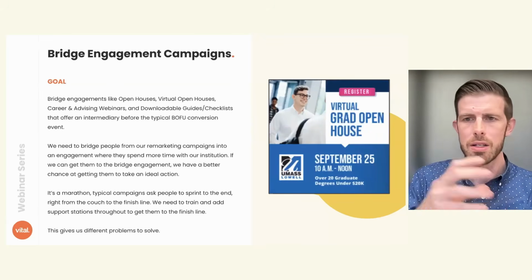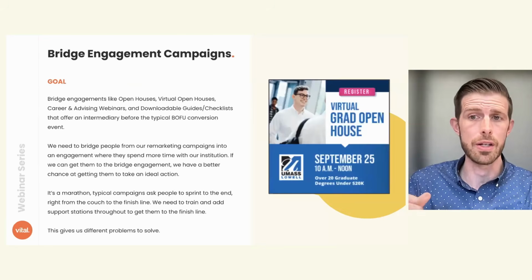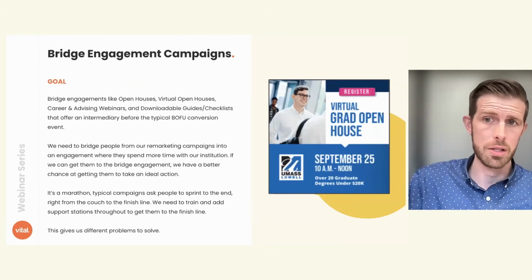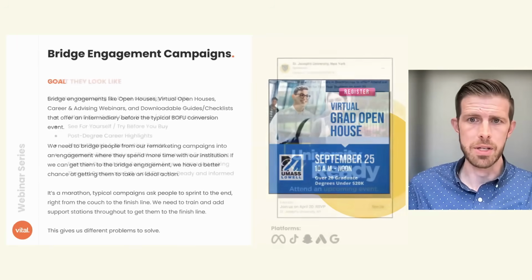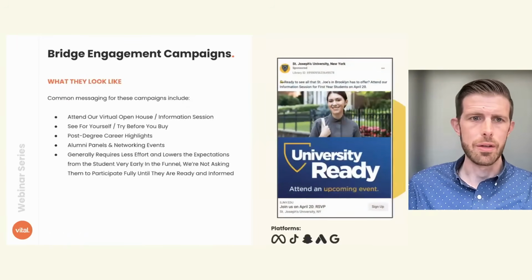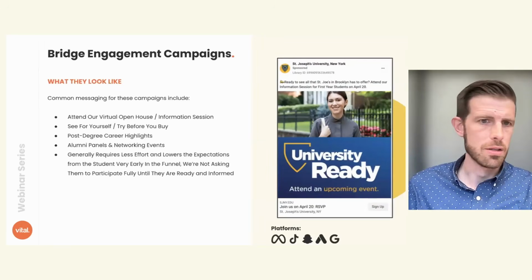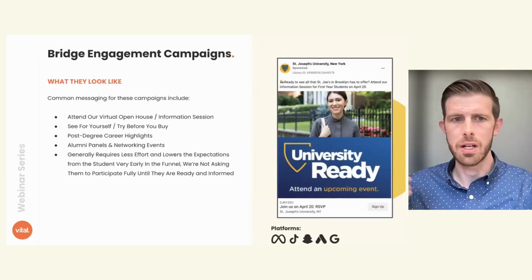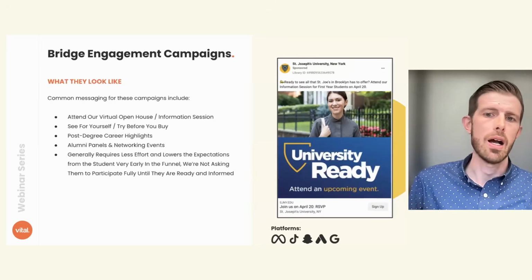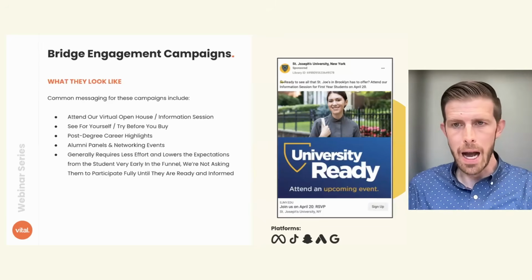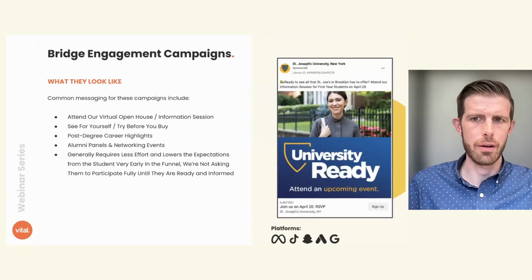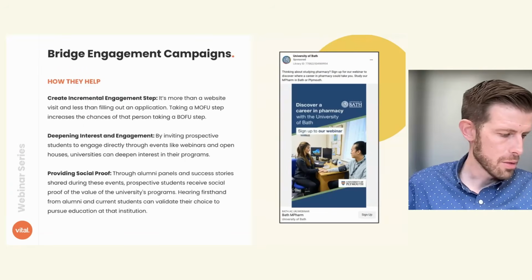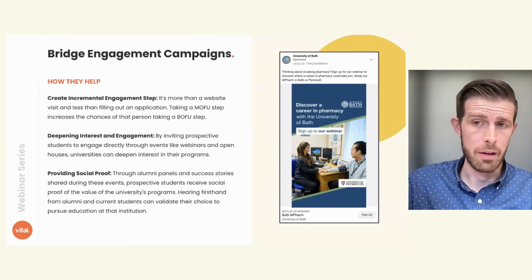And that's what these type of campaign offerings are. Hey, we know we're not ready to go across the finish line, but maybe we're at mile marker 10 and let's spend some time there. So, your typical messaging on campaigns like these are going to be, attend a virtual open house, an information session, see for yourself, try before you buy it. We want to require less effort from the student and lower the expectations on the student very early in the funnel. And we need to be empathetic and understanding that people aren't ready to make a decision yet.